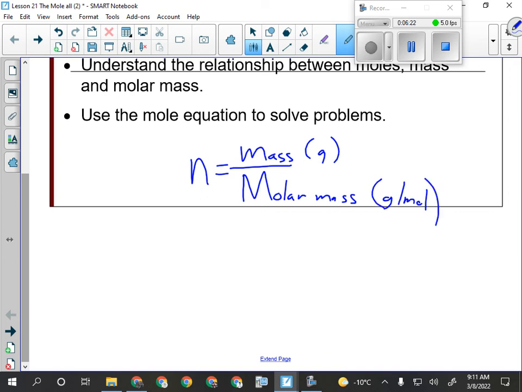These atomic masses on the periodic table, those are molar masses. That is the mass of 1 mole of that element. So any one of the numbers you see on your periodic table is the mass of 6.02 times 10 to the 23 atoms of that element. That's the molar mass. Everybody okay with that so far?